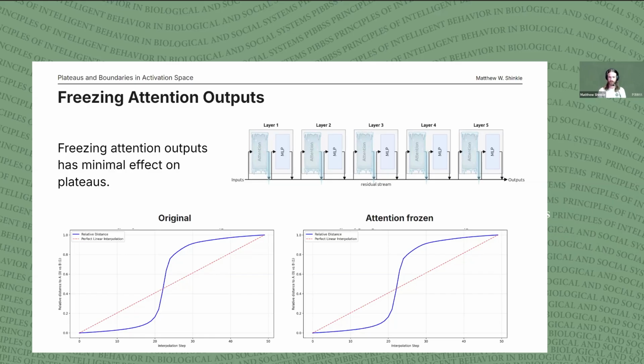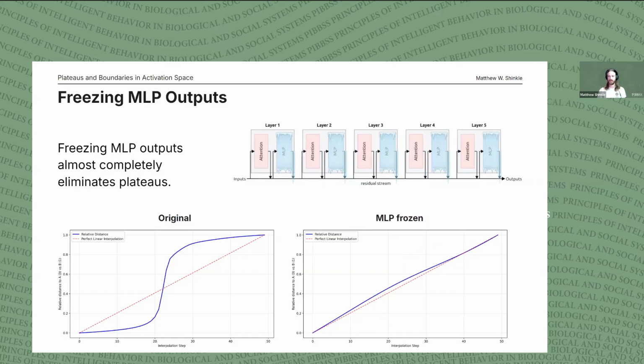So for example, here I froze the attention blocks, as you can see by these ice graphics I put over here and spent too much time on. And when I plot the resulting model outputs, we see that the activation plateaus are basically unchanged. But in contrast, if we instead freeze the outputs of the MLP blocks while allowing the attention outputs to vary, the plateaus almost entirely disappear. So taken together, these are pretty strong causal evidence that changes in the outputs of the MLP blocks are the primary source of the activation plateaus that we observe.